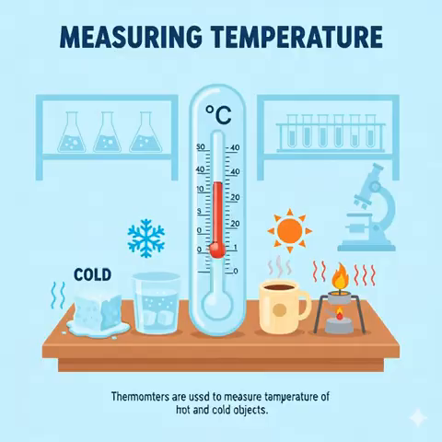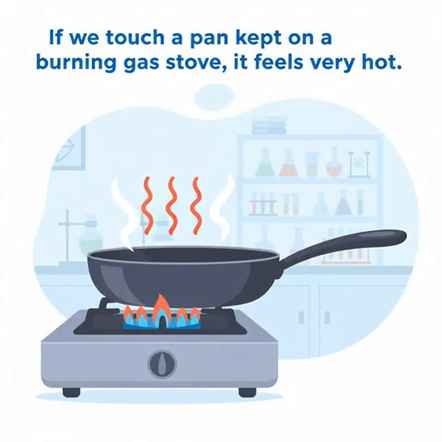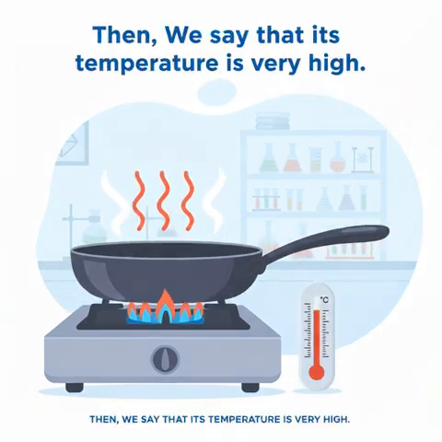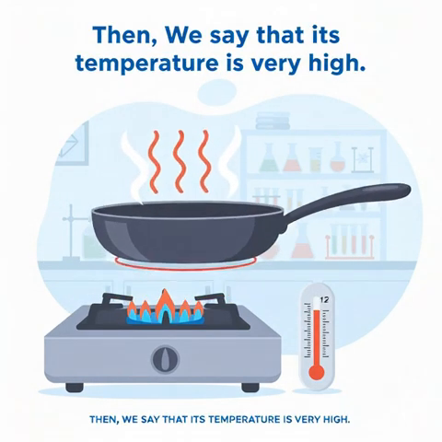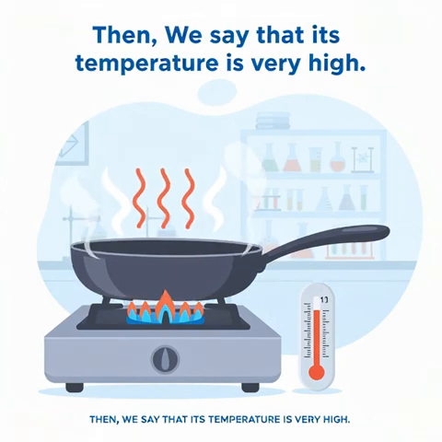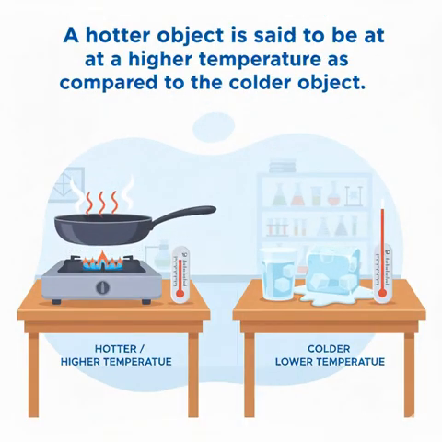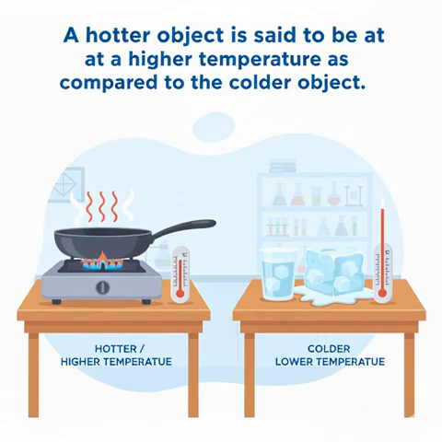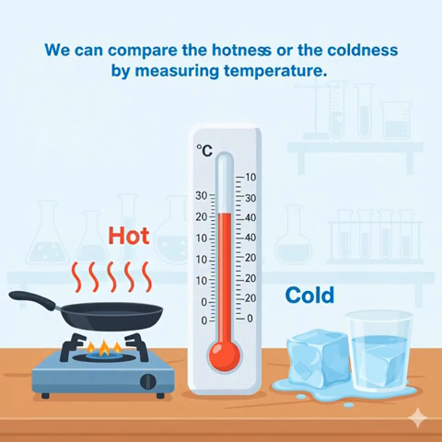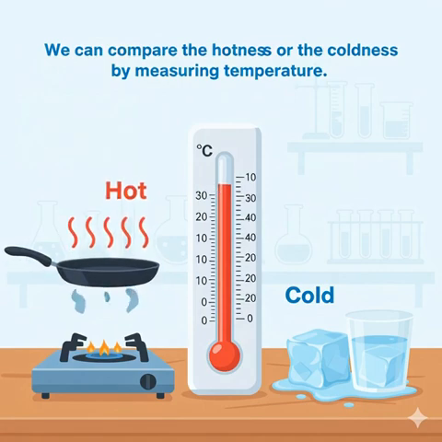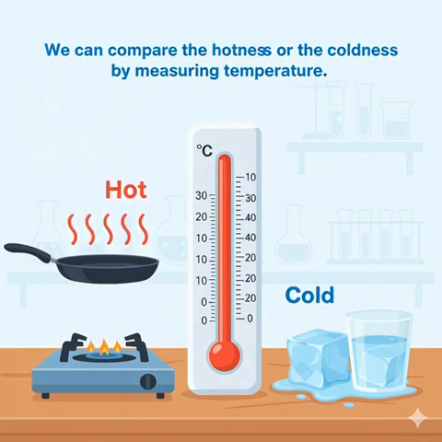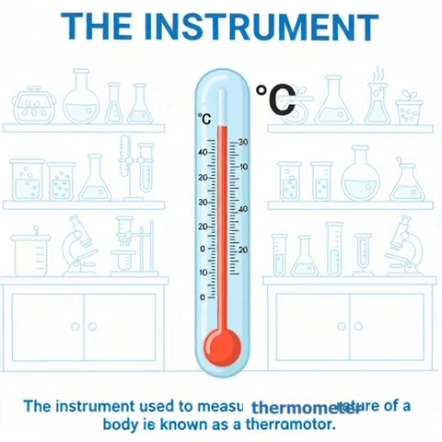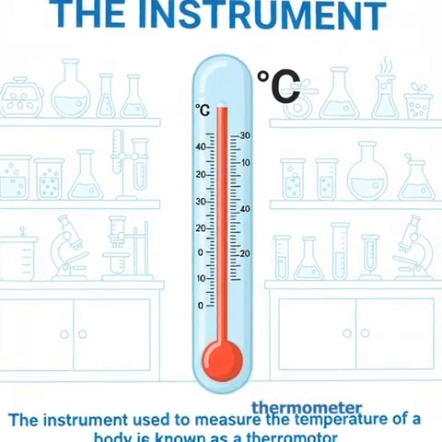Measuring temperature. If we touch a pan kept on a burning gas stove, it feels very hot. Then, we say that its temperature is very high. A hotter object is said to be at a higher temperature as compared to a colder object. We can compare the hotness or the coldness by measuring temperature. The instrument used to measure the temperature of a body is known as a thermometer.